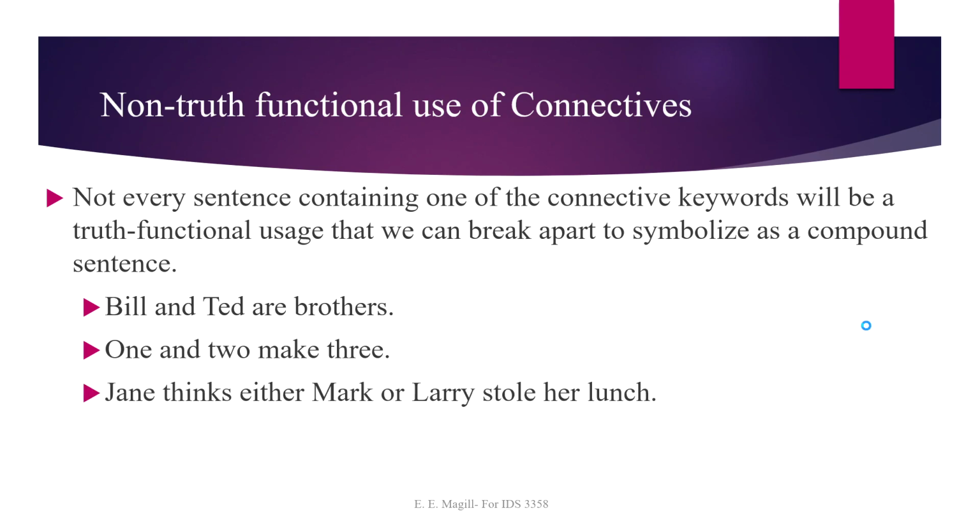And then this last example is a bit different. We could paraphrase this sentence as Jane thinks that Mark stole her lunch, or Jane thinks that Larry stole her lunch. But that doesn't capture the meaning of this sentence, right? Jane doesn't think that Mark stole her lunch, and Jane doesn't think that Larry stole her lunch. She thinks that one or the other did, and she doesn't know which one. So that disjunction is in the content of her belief, right? So we can't break that apart as a truth functional connective. So for this type of case as well, we need to symbolize it as a single atomic sentence. And you'll see other examples like this later on.